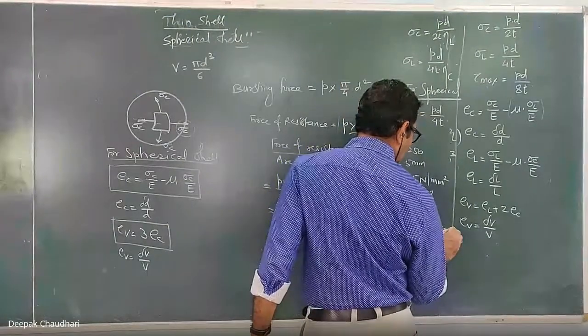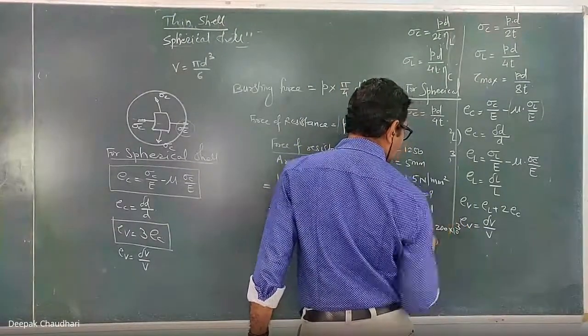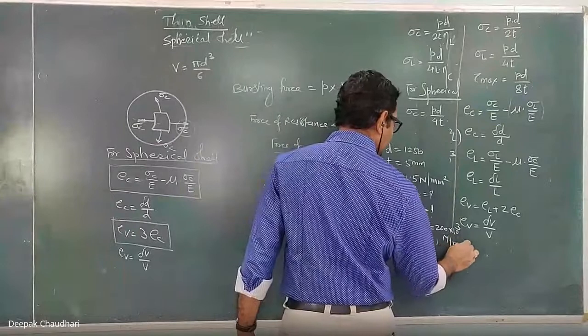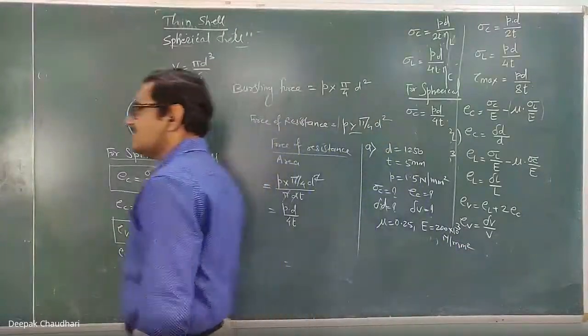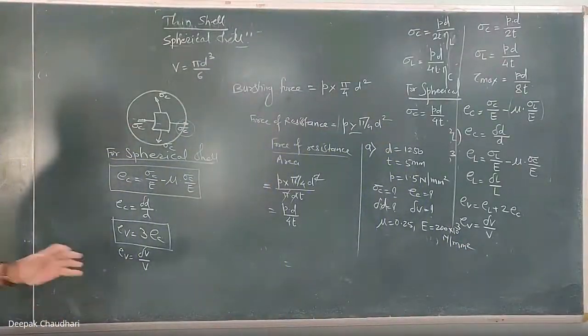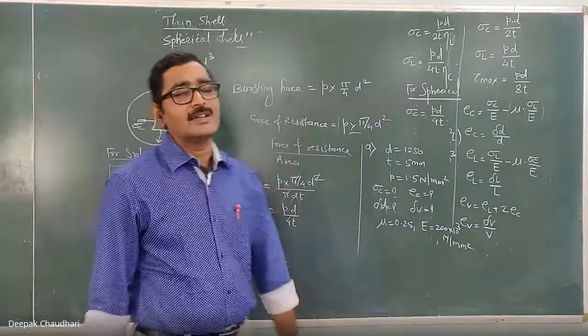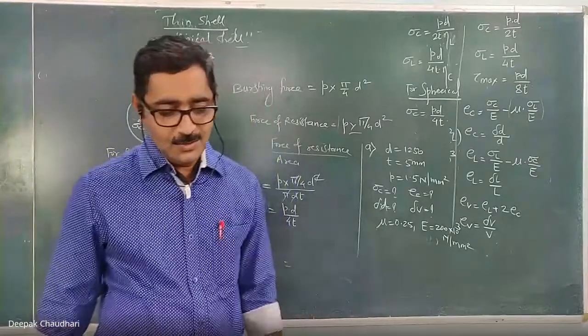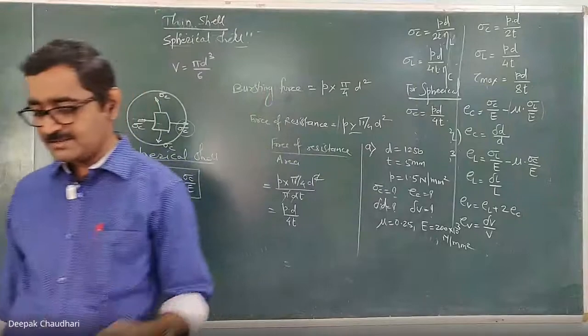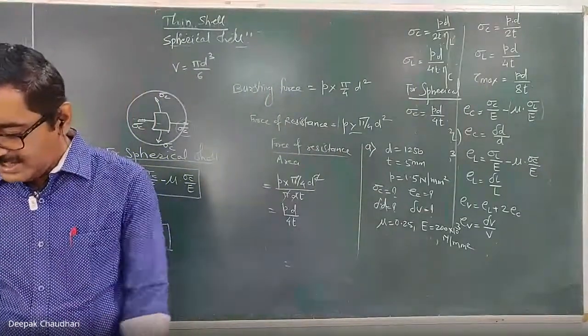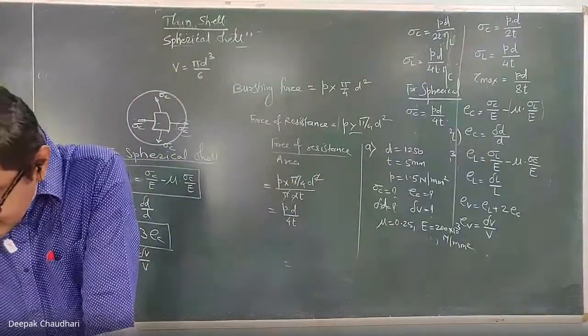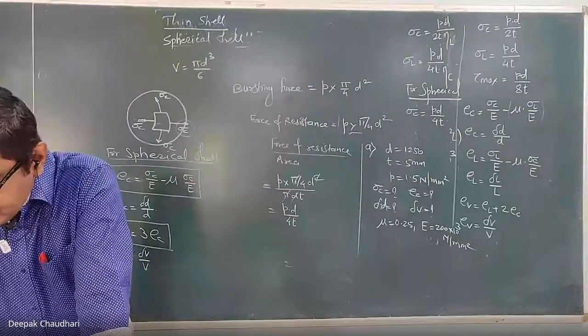E equal to 200 kilonewton per millimeter square. So 200 into 10 to the power 3 Newton per millimeter square. Here everything is given and the procedure is exactly similar to what we have solved for the cylindrical shell. Okay, it is exactly similar to that. Any doubt? No, sir. Okay.